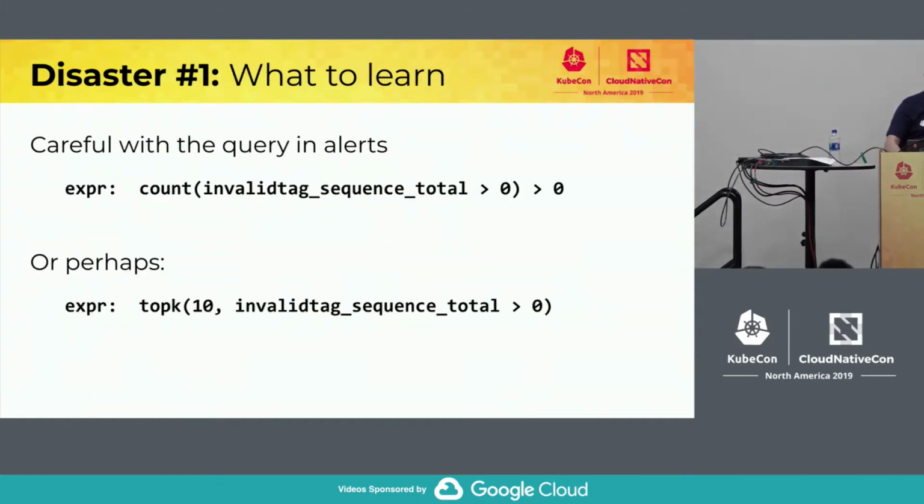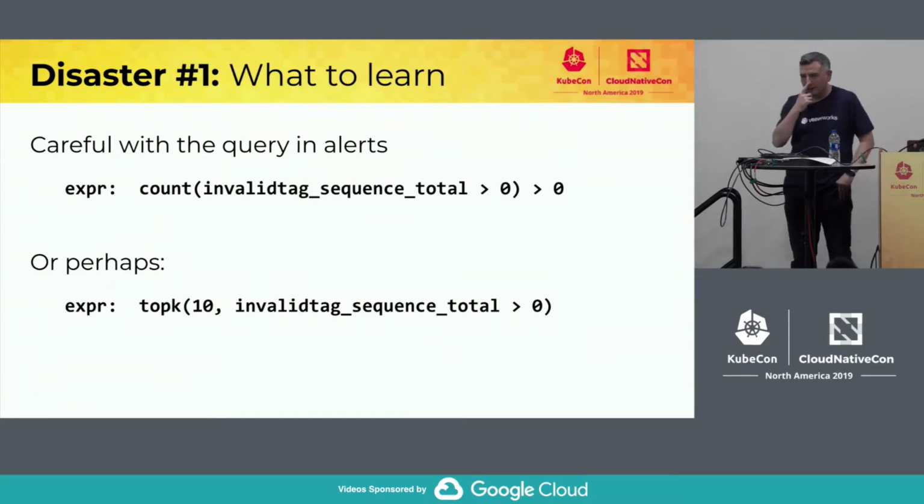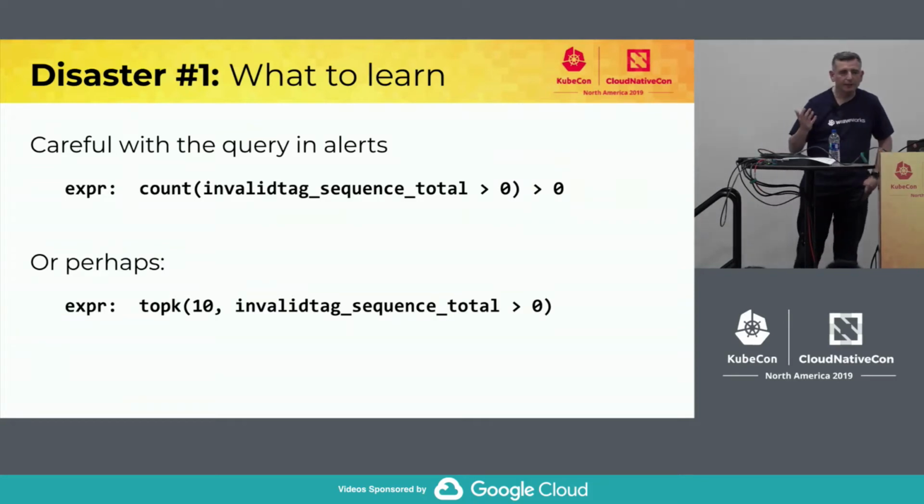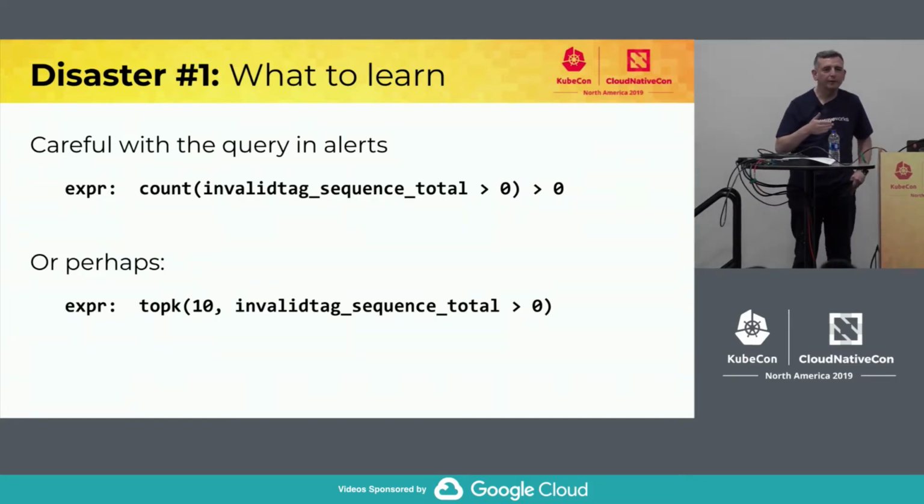So what can you do about it? Do be careful with the query in your alerts. One way to alert might be just to count how many of these things there are and alert if there's more than zero of them. Then the person who gets the page can go figure out what the detail is.